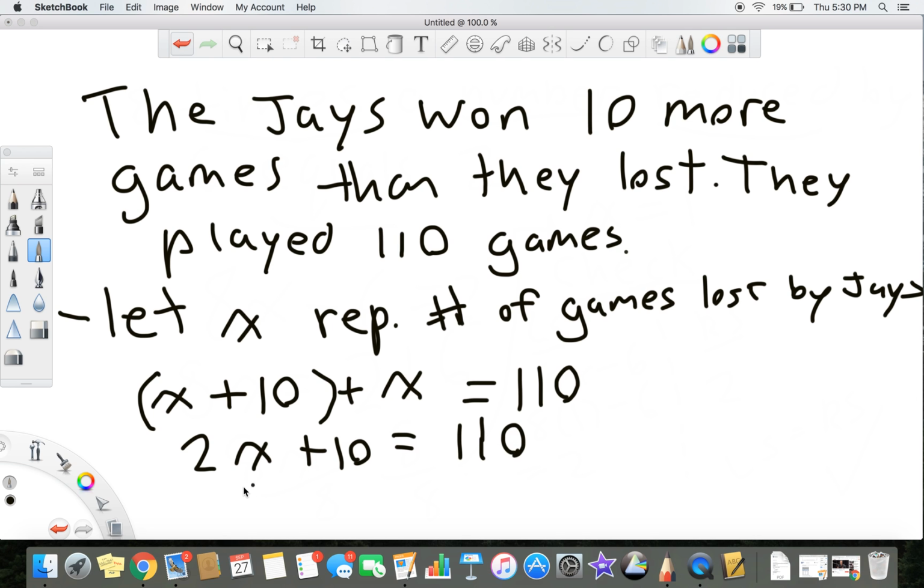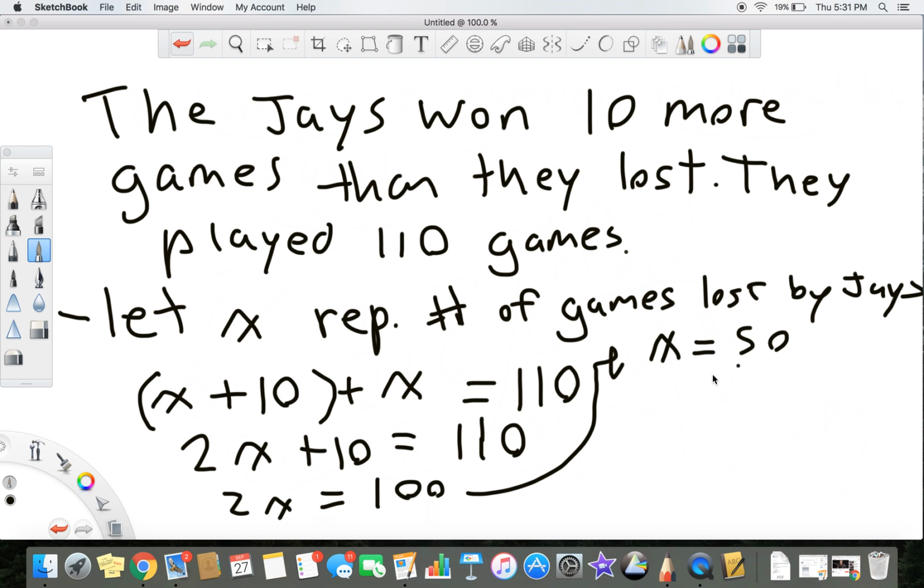110. Let's get x alone. So 2x, minus 10 from both sides, equals 100. Okay, now divide both sides by 2 to get rid of the 2 on the 2x. X is equal to 50. Now, is that the case? Does that make sense? Well, let's check.